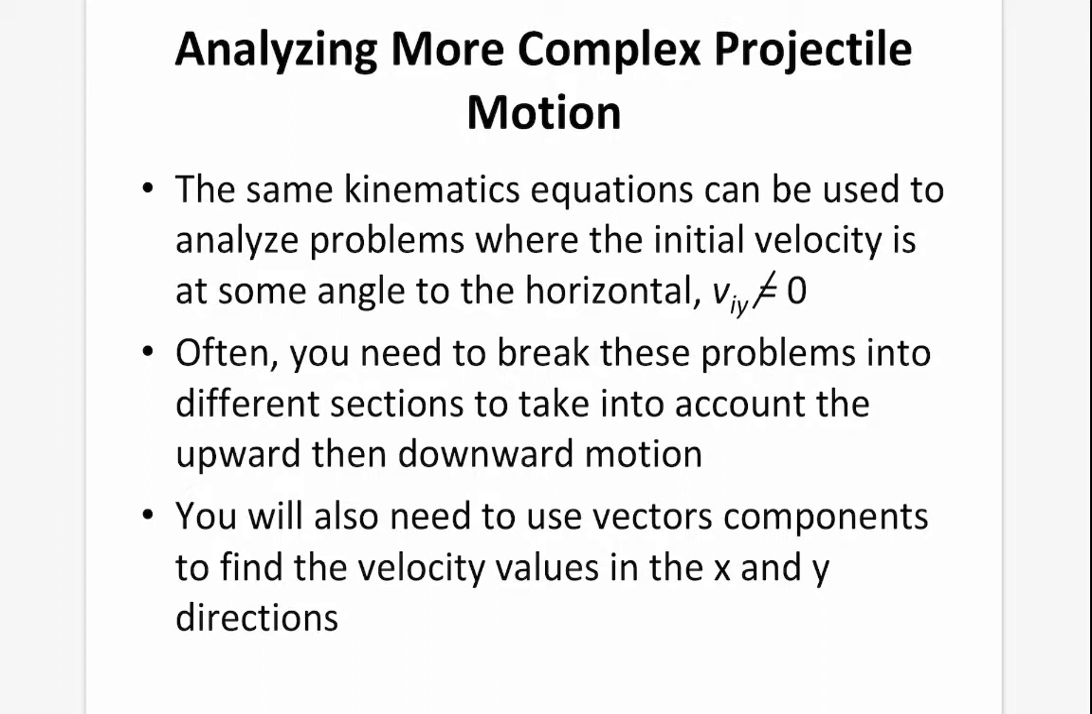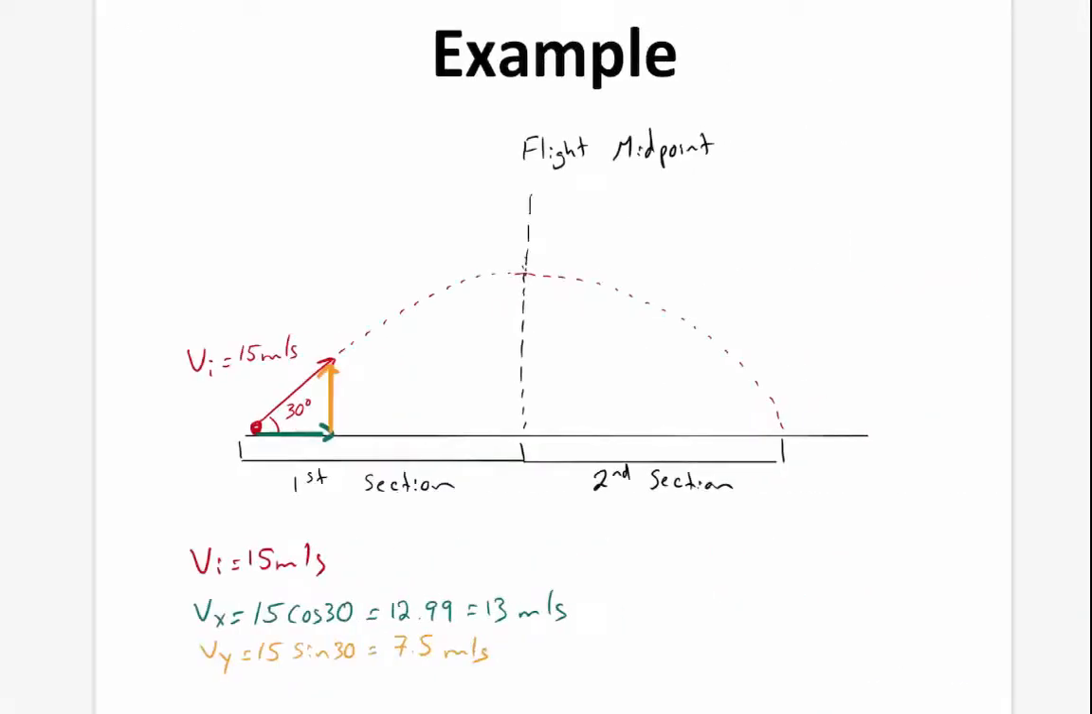Analyzing more complex projectile motion problems. So when our VI y is equal to 0, it's pretty basic, it's very straightforward. But when our VI y is not equal to 0, that's when things start to get a little bit more difficult. Now the same kinematic equations can be used to analyze problems where the initial velocity is at some angle to the horizontal, as in VI y is not equal to 0. Often you need to break these problems into different sections to take into account the upward and then downward motion. You will then need to use vector components to find the velocity values in the x and y directions.